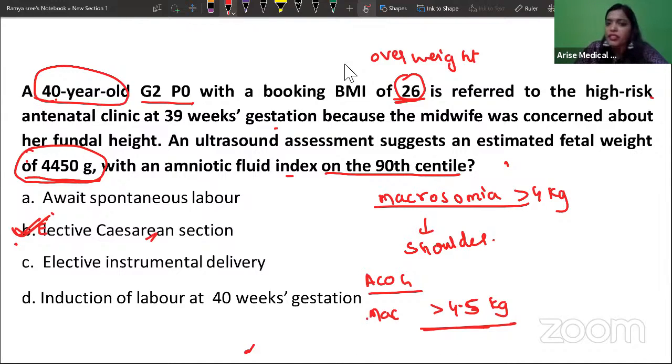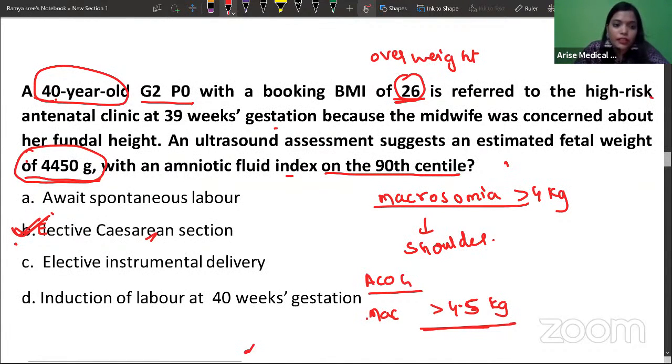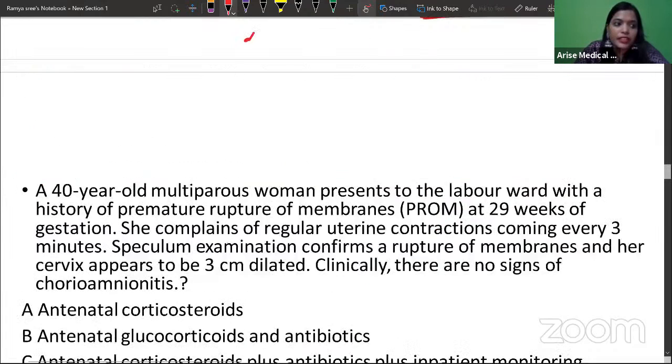But it's not an emergency. I don't require. So probably if I would have given one more option of emergency, it would have confused you. I don't require to rush take her for cesarean. I can go for elective cesarean on her. Okay, let's see the next question.